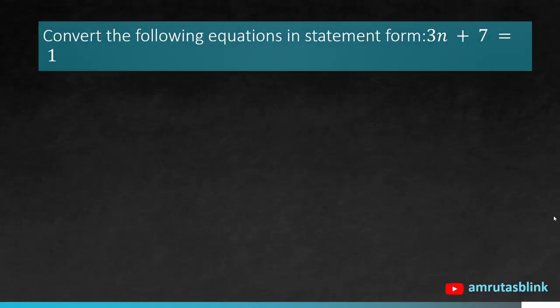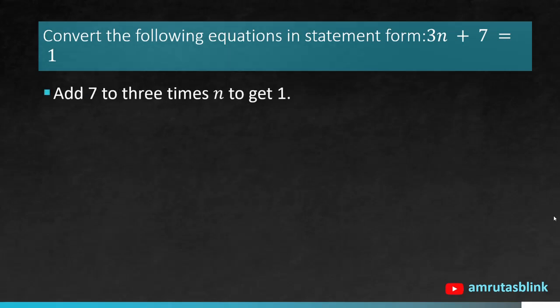Example 7. Convert the following equation in statement form. 3n plus 7 is equal to 1. Now here what we are doing? We are multiplying a variable by 3. Then after multiplication we are adding 7 to that number, and once this addition is done, the resultant obtained is 1. Hence we can say that add 7 to 3 times of n in order to get 1.